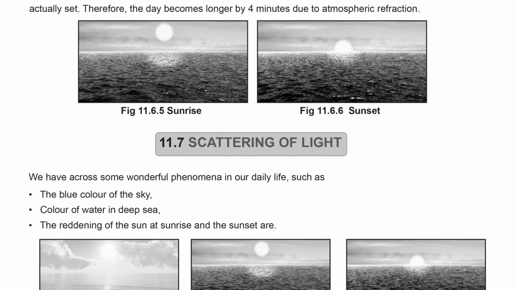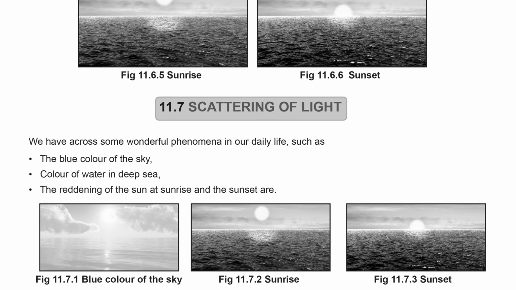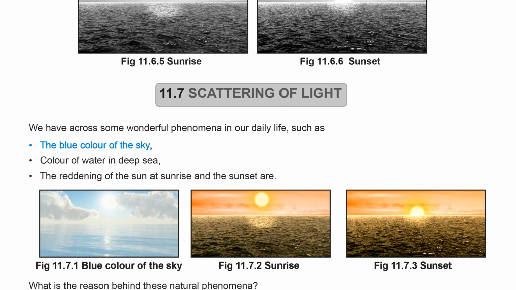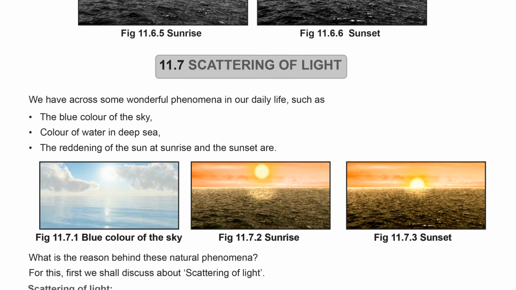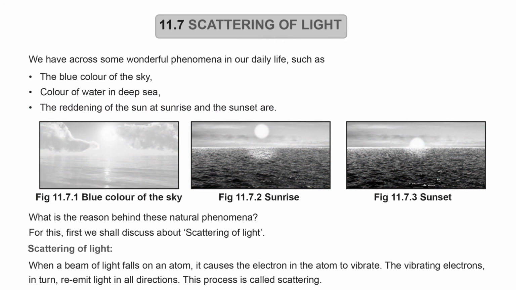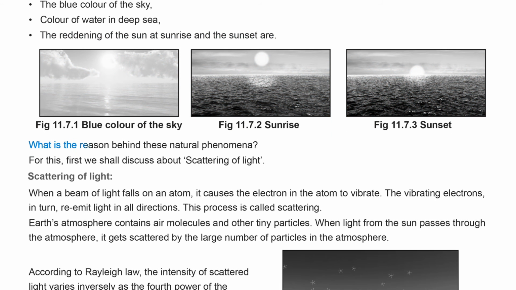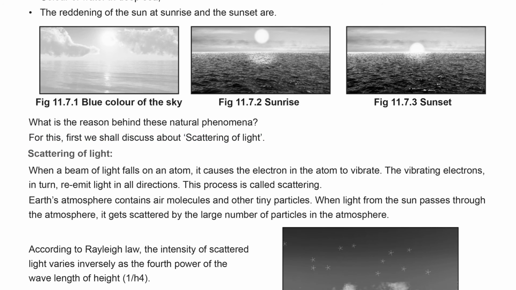Scattering of light. We come across some wonderful phenomena in our daily life, such as the blue color of the sky, the color of water in the deep sea, and the reddening of the Sun at sunrise and sunset. What is the reason behind these natural phenomena? For this, first we shall discuss scattering of light.